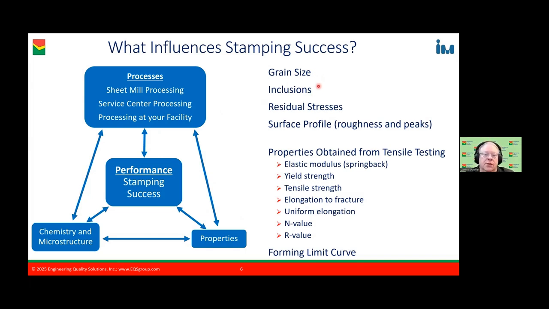Well, it's grain size, inclusions, residual stresses. Don't forget about the surface. The surface profile affects how metal is flowing in your stamping operations. And then there are the properties that come out of tensile testing, as listed here, as well as the forming limit curve of the material. We'll be talking about that. It's not a commonly measured parameter, but it really has a great influence on your stamping success. What are we talking about this morning? Well, it's going to be the properties that are highlighted in yellow.